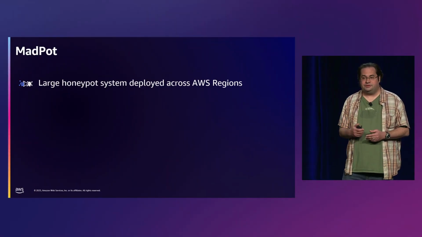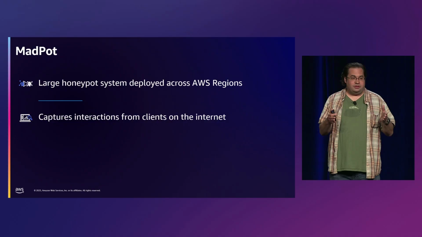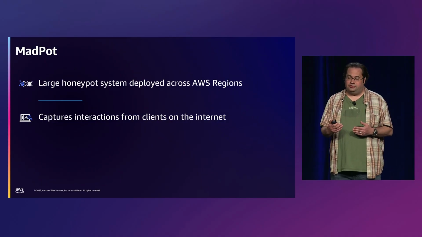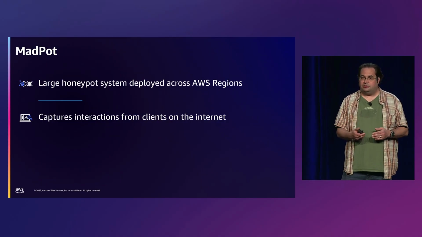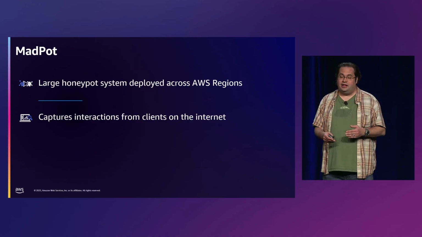All right, so one of the things that we built several years ago is MadPot, and it's basically our honeypot system that exists across AWS regions and runs on EC2 instances. And it basically looks like a very vulnerable server. It runs a variety of services on it. It's a higher interaction honeypot. And one of the things it does is it captures those sorts of interactions from clients on the internet connecting to it. It logs what kind of interactions it has, and it does analysis on it.